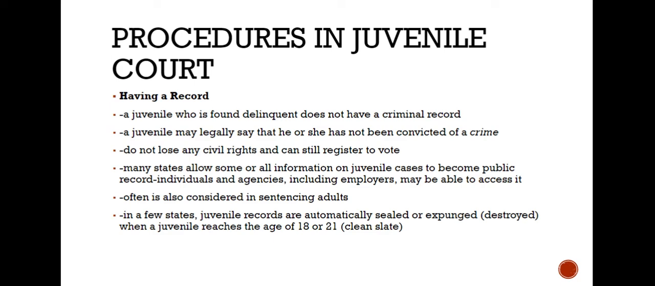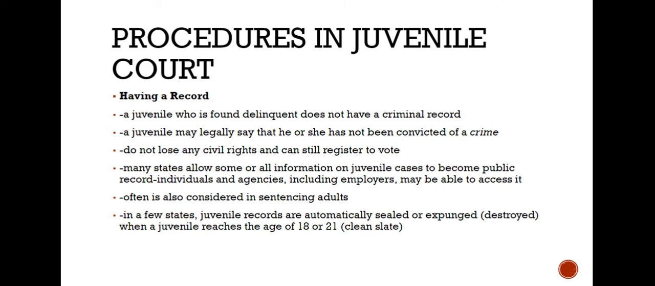So the whole point we're saying here is, and I should have made this more clear at the beginning, you don't have a criminal record. You do still have a juvenile record, which is why if somebody asks you if you've been convicted of a crime, you can legally say no, because you've been found delinquent. You haven't been found guilty, you've been found delinquent. But you don't have a criminal record.